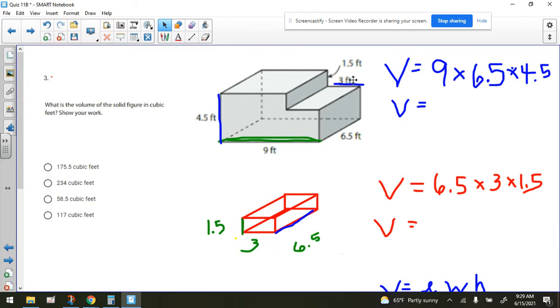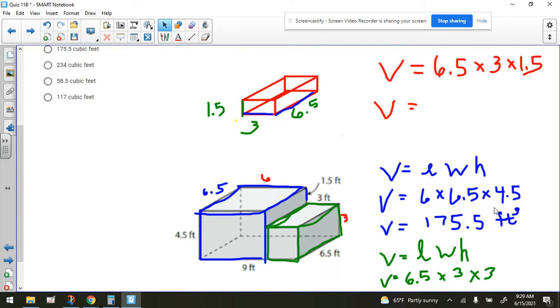So just to show you where this number is coming from, if this is 3, this is 3, this is 3, this is 3. So if you find the volume of the red figure by multiplying these dimensions together, right, 6.5 times 3 times 1.5, then you'll have some number. And if you subtract those two numbers, then you'll get the answer. Now, if that approach doesn't work for you, then let's look at method 2.